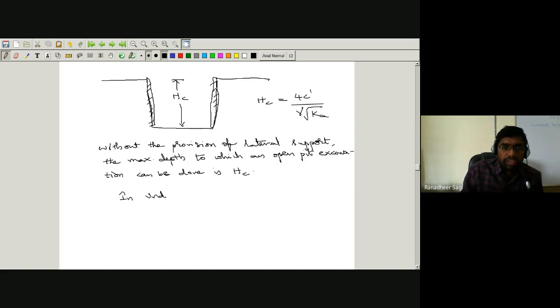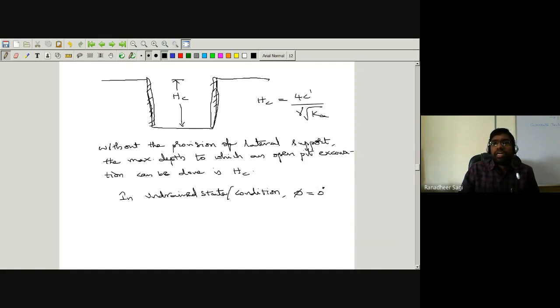In case the soil we are looking at is in an undrained state, what is meant by undrained state or undrained condition? When I say the soil is in an undrained condition, then your phi value is equal to 0 degrees. So in the case of an undrained state, the angle of shearing resistance existing in that particular soil is equal to 0.